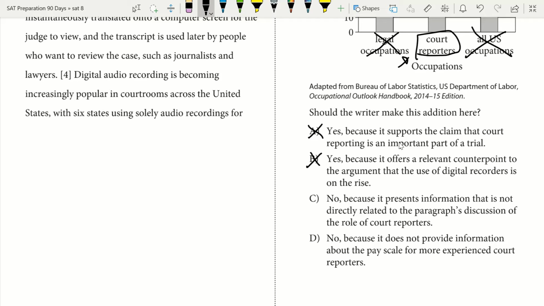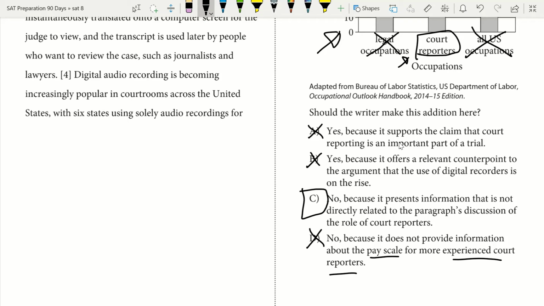Now let's take a look at our two options. We're going to start with D first because I know that that's wrong and I want to show you why it's wrong. So we have D, no, because it does not provide information about the pay scale for more experienced court reporters. Once again, we're not talking about their salaries. The key part as to why we don't want to add this is because even if it shows the salaries of court reporters, that's not the subject of the paragraph, so we would be blurring our focus. So the correct answer here is going to be C.